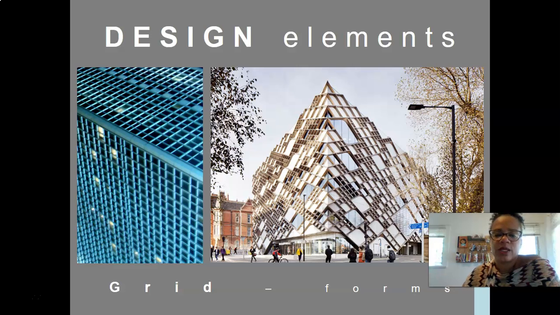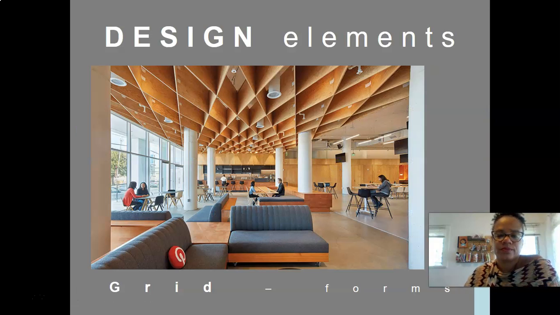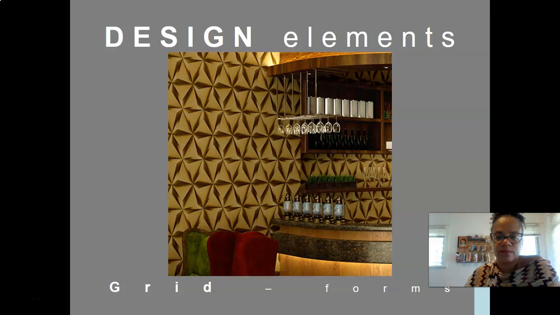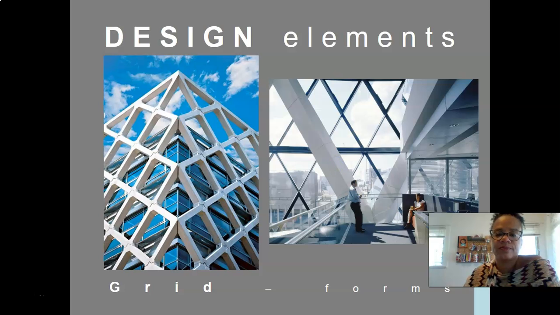So here are some other grids. Grids do not have to be boring. This is typically how we think of a grid, right? But a grid could also be at an angle and start to create diamond shapes. Another grid happening in the ceiling. Grid happening on the wall, which I think is really cool. A grid doesn't have to be square, it could be triangles, as long as it's regular lines creating a pattern of points. So more grid.